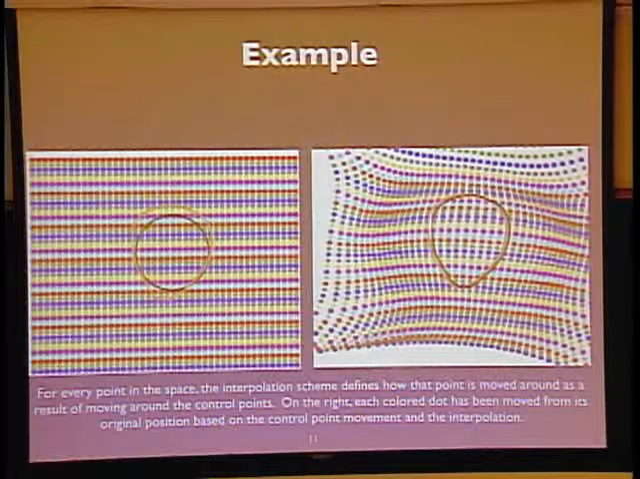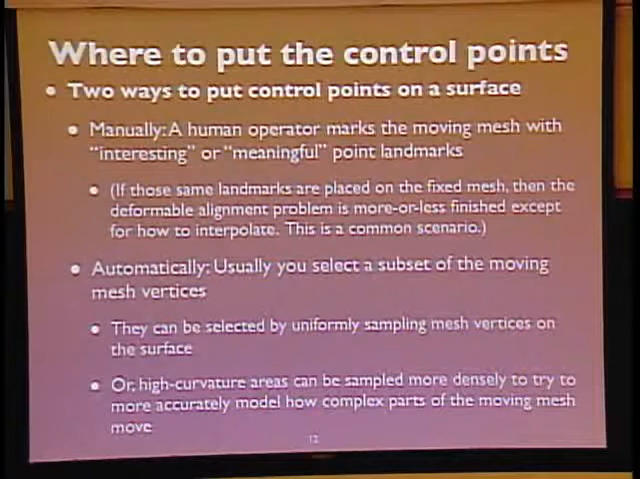Okay, good. So, as you can imagine, this general scheme begs a couple of real basic questions. First of all, where are these control points coming from? Where do I put them? There are basically two ways to think about these control points and where you're going to put them.